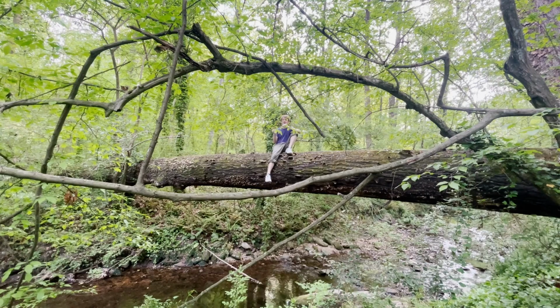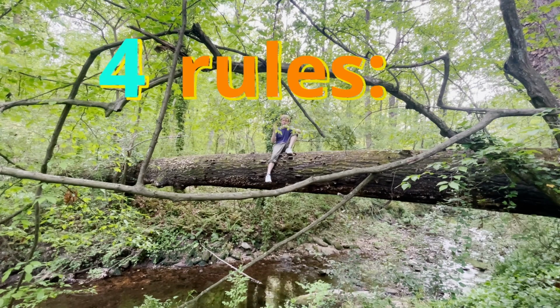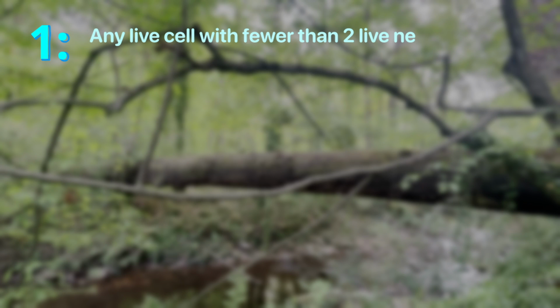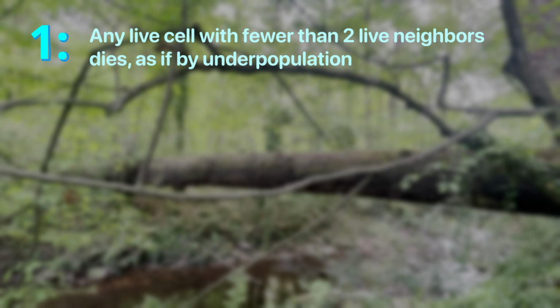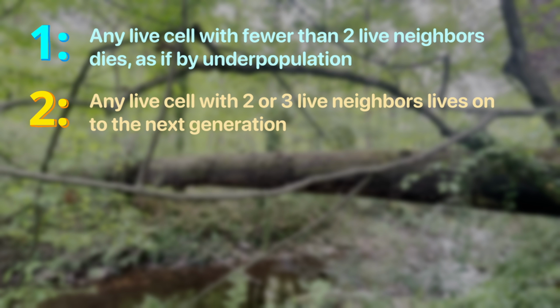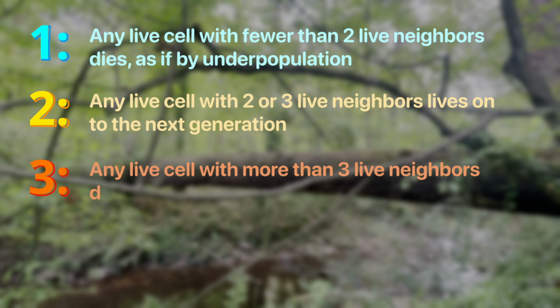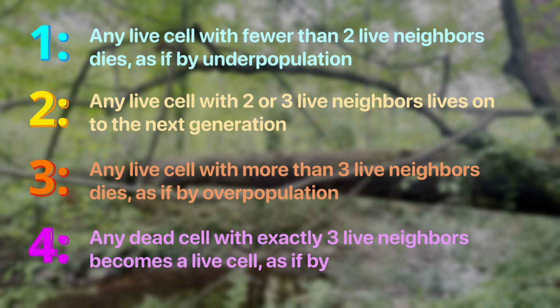Each cell on this terrible grid lives and dies by 4 rules, relating to each cell's 8 neighbors. 1. Any cell with fewer than 2 live neighbors dies, as if by underpopulation. 2. Any live cell with 2 or 3 live neighbors lives on to the next generation. 3. Any live cell with more than 3 neighbors dies, as if by overpopulation. And finally, 4. Any dead cell with exactly 3 neighbors becomes a live cell, as if by reproduction. So by just applying those 4 rules over and over again, we get life.